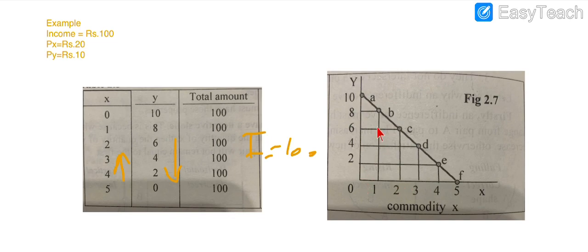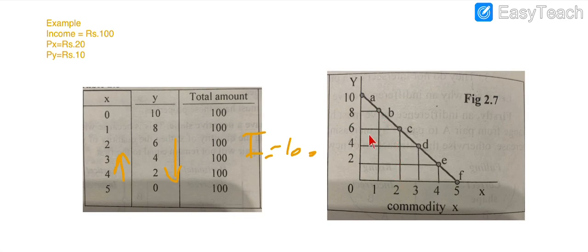Similarly, as you have already assumed the scale, from the origin onward is the commodity X and on the vertical axis from 0 are the commodities of Y. Then you join the points. X is 0 and Y is 10. This is your first point. Then the 1 and 8 combination, 1 unit of X and 8 units of Y. This is your second point, B.